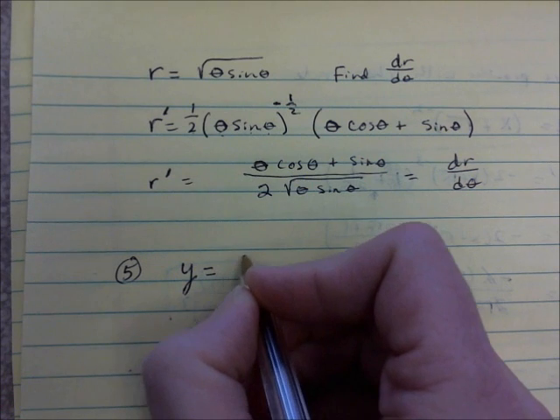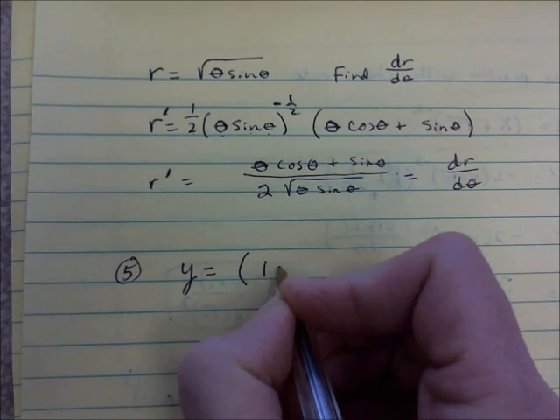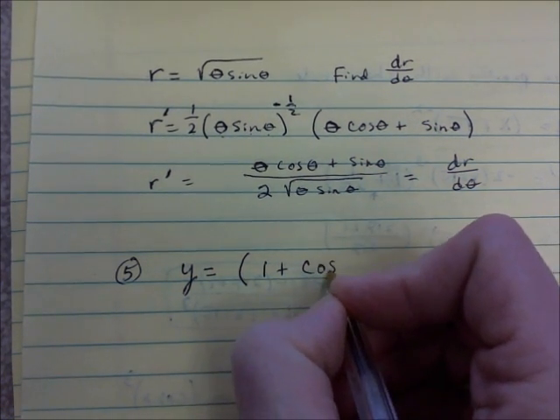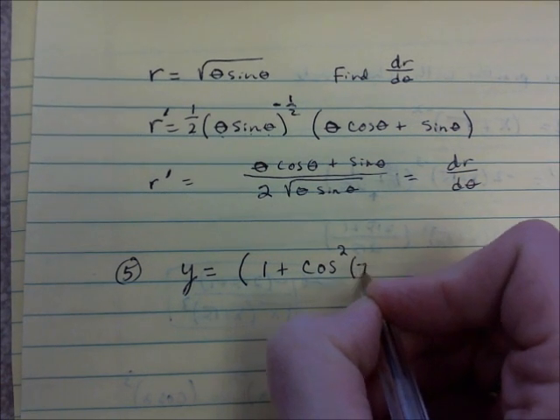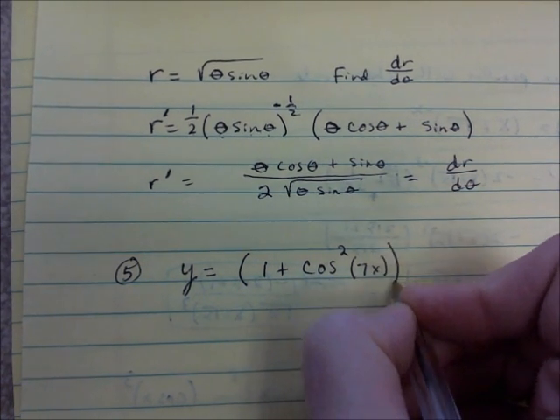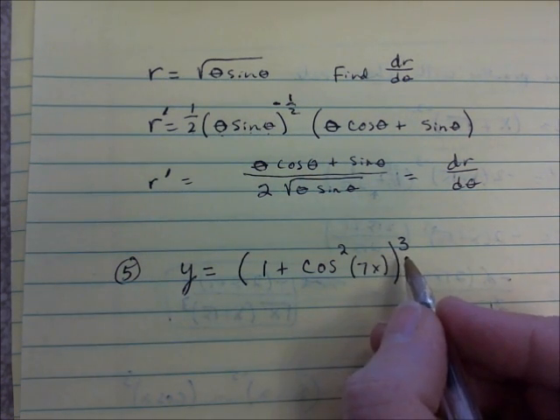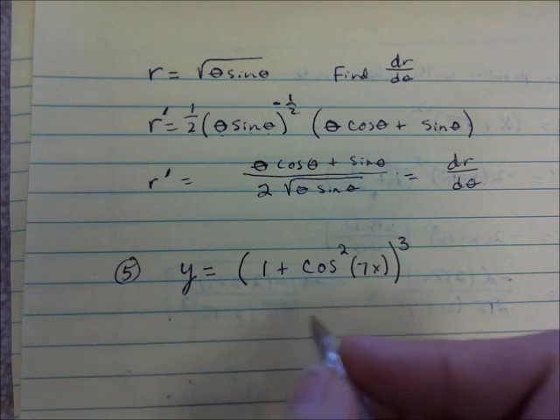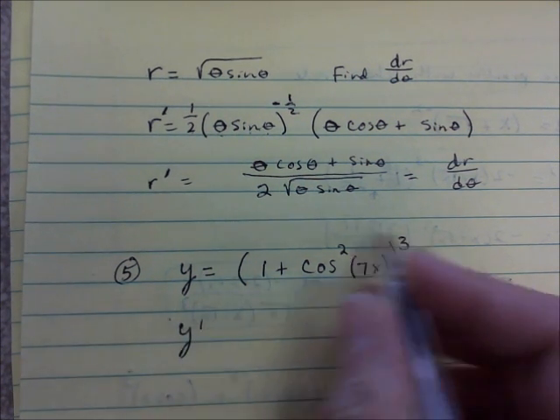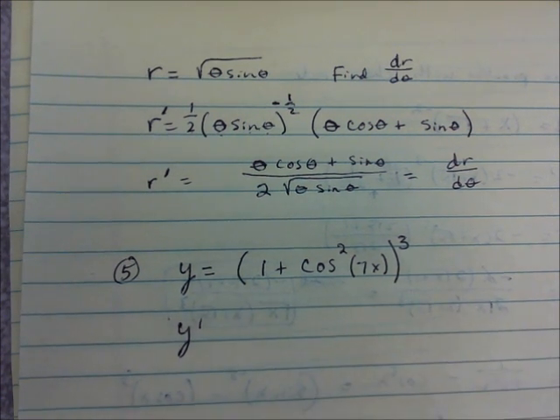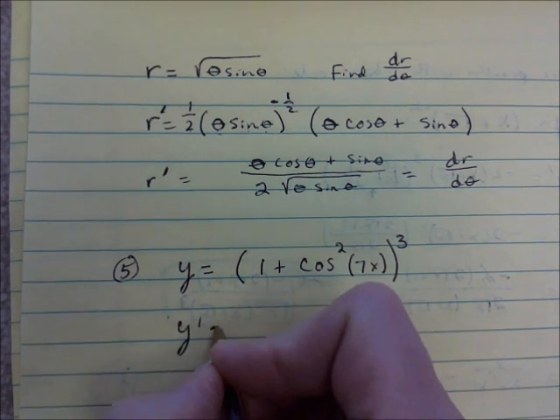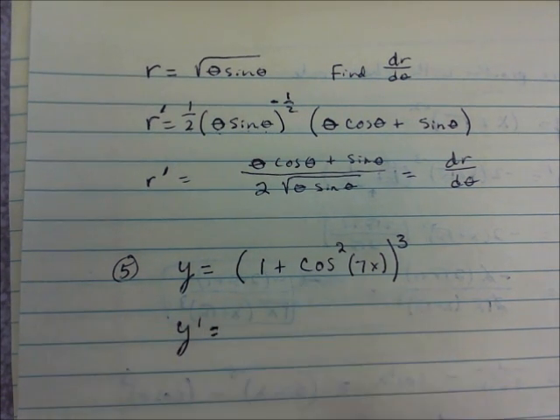y is equal to parentheses 1 plus cosine squared of 7x, all raised to the 3rd power. All right, so take that one, find the derivative of that, find y prime. You've got a power rule and multiple chain rules going on, and let's see how you do on that one. You should turn the video off and try this on your own.